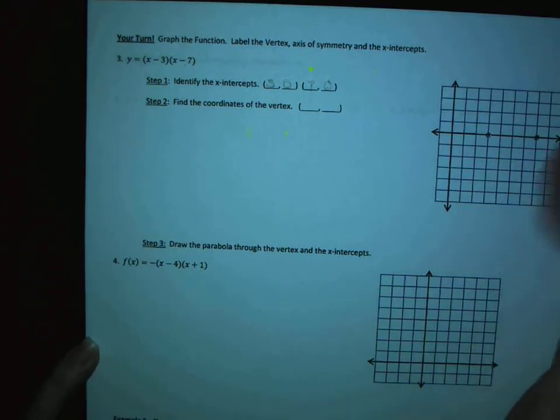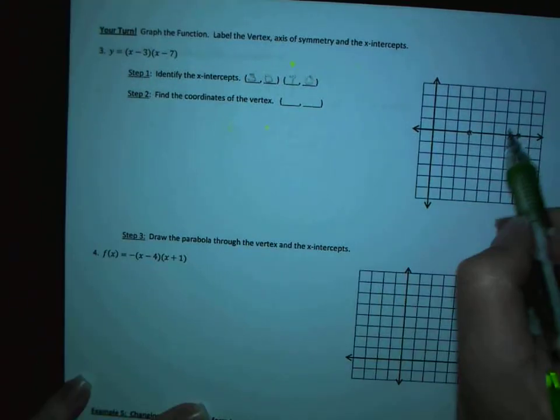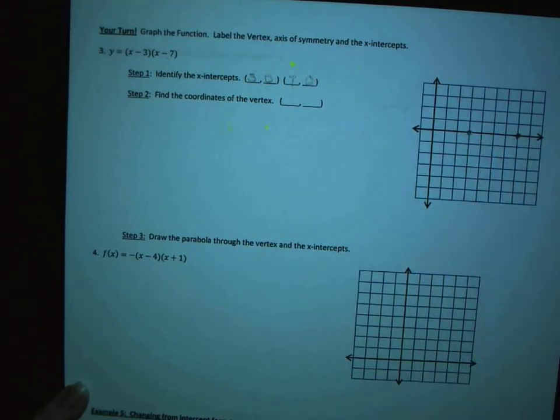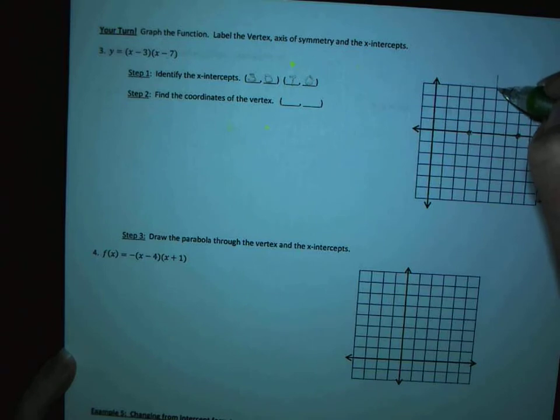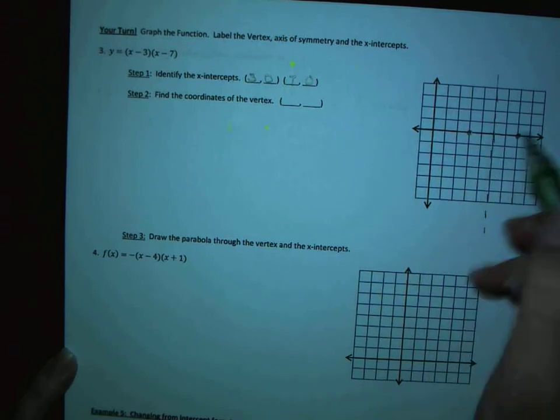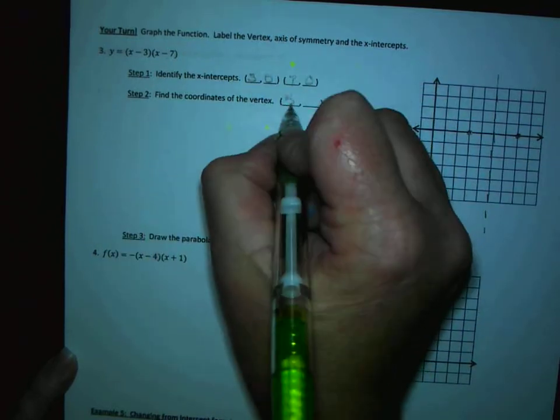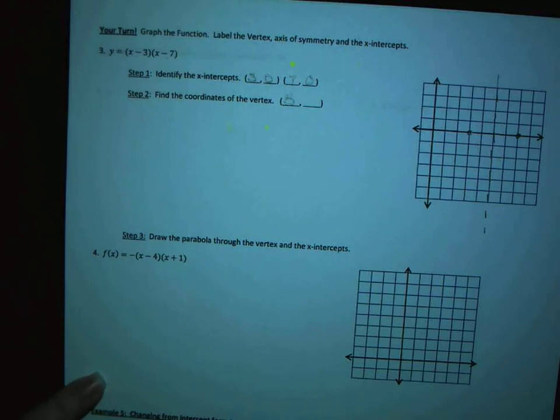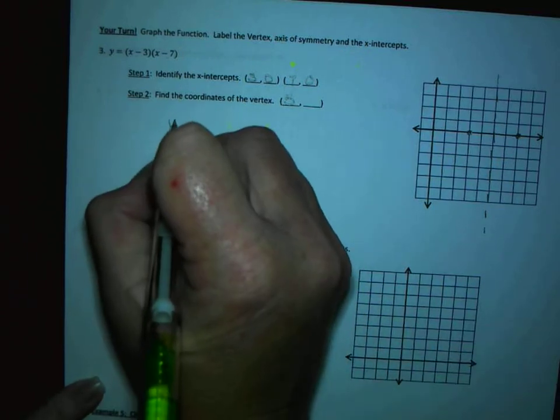Now the nice part is I'm going to help you out with a little bit of a shortcut here. You know that it's symmetrical. So you could probably use your intelligence and realize that there's your axis of symmetry: 1, 2, 3, 4, 5. So right now you already know the x coordinate of your vertex is going to be 5. Just use a little common sense. So then you're just going to plug it in.